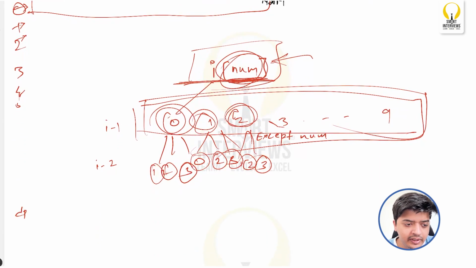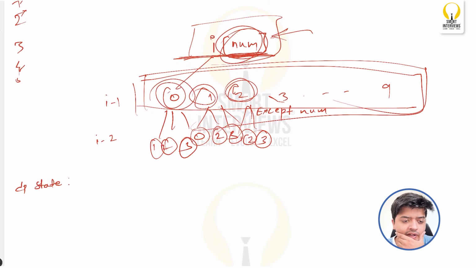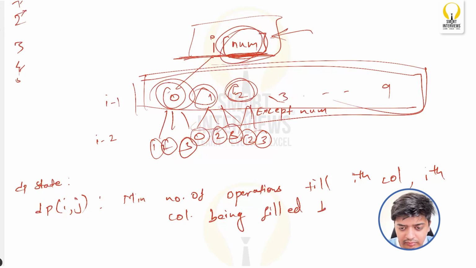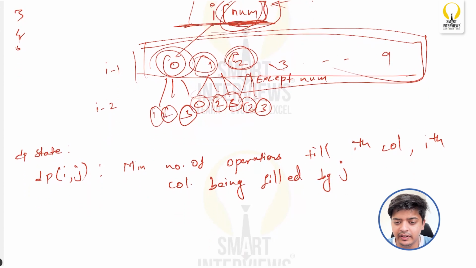Now, what will be the DP state over here? You'll have DP of I comma j. DP of I comma j will give you the minimum number of operations till the ith column, with the ith column being filled by number j.